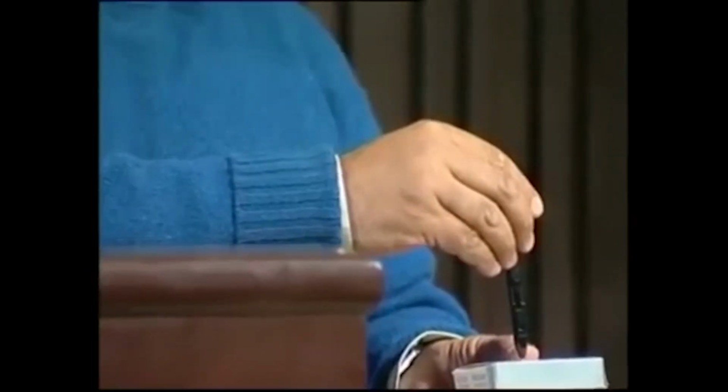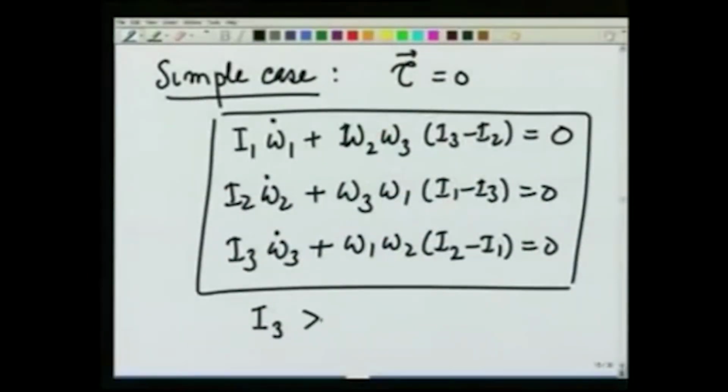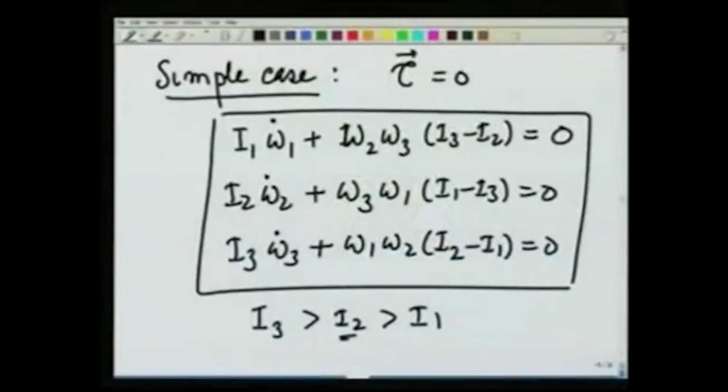In the case of this box, you can see there are three principal axes. One axis is going like this, one is like this, and one is perpendicular to this. The I1, I2 and I3, all three are different in this case. So let us see what these equations predict. For simplicity, I will take I3 to be greater than I2 to be greater than I1. It really does not matter because I can just name the axis about which the moment of inertia is the largest as axis number 3, the one which is intermediate as axis number 2, and the one which has the smallest moment of inertia as axis number 1.